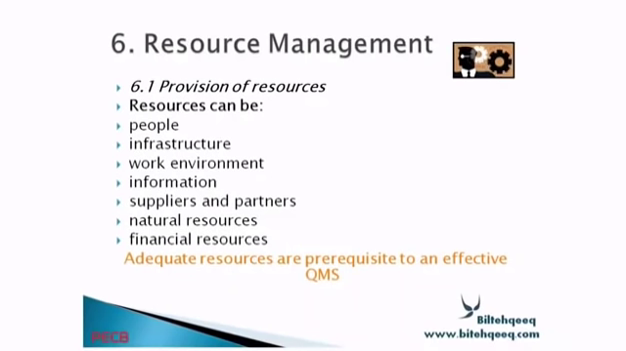The next is resource management. Provision of resources, 6.1. Resources can be people, infrastructure, work environment, information, suppliers and partners, natural resources, and financial resources. Adequate resources are prerequisites to an effective quality management system. So the management has to ensure that it is providing all the necessary resources, because if there are no resources available, an effective quality management system cannot be implemented.